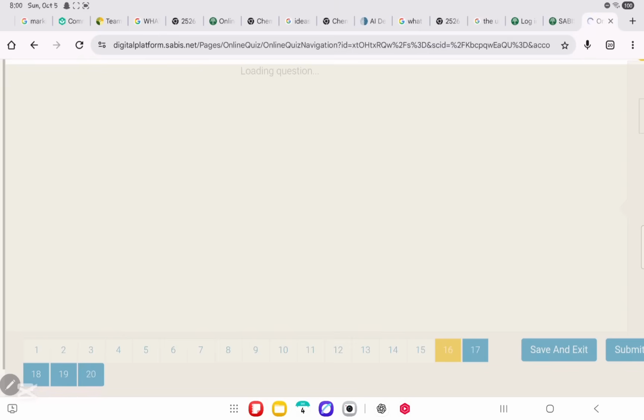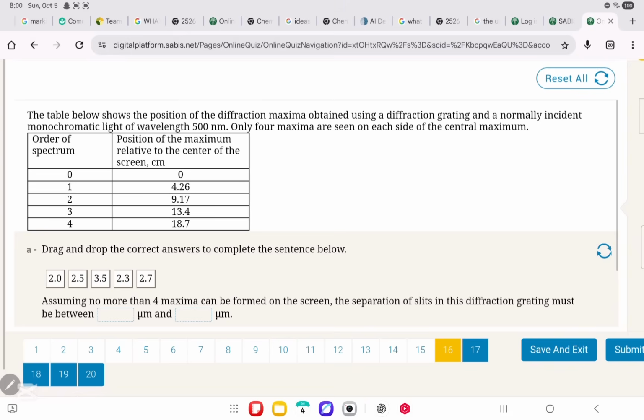We now move on to question number 16. What did it tell us? Okay, the table below shows the position of the diffraction maxima obtained using a grating. They gave us the wavelength, which is 500 nanometers. They told us only 4 maxima, that means m equals 4 is the highest possible value, are seen on each side of the central maximum. Assuming no more than 4 maxima can be formed on the screen, the separation of the slits in this diffraction grating must be between. So, what do they mean by separation of the slits?